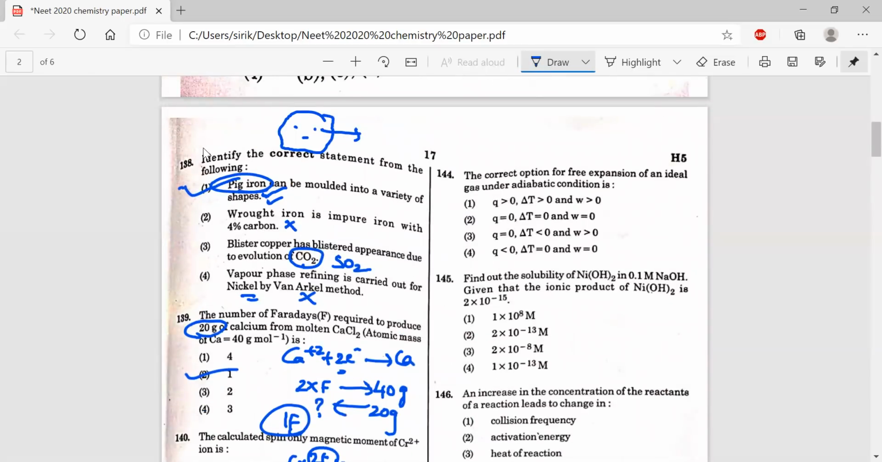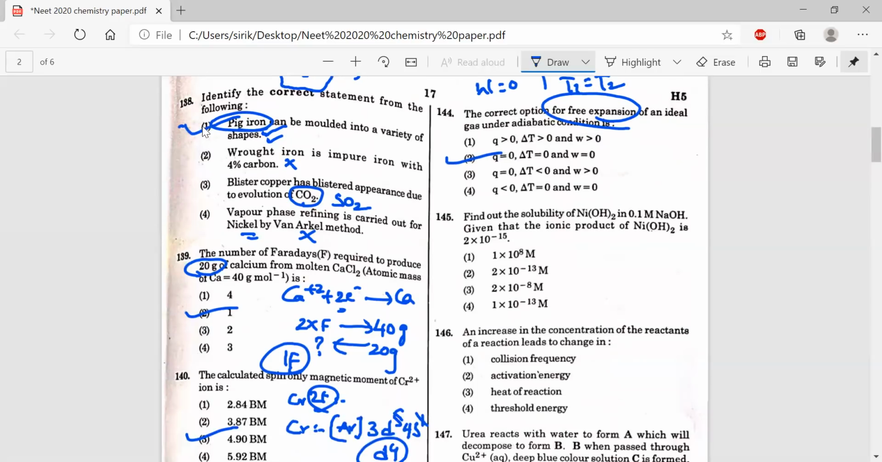Question number 144. Free expansion is where external pressure is 0, so work done will be 0, and there is no adiabatic condition so Q will be 0, and the initial temperature and final temperature in free expansion are the same, so delta T also will be 0. My option is 2.